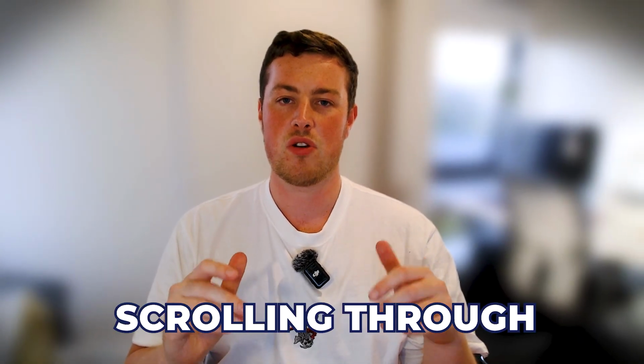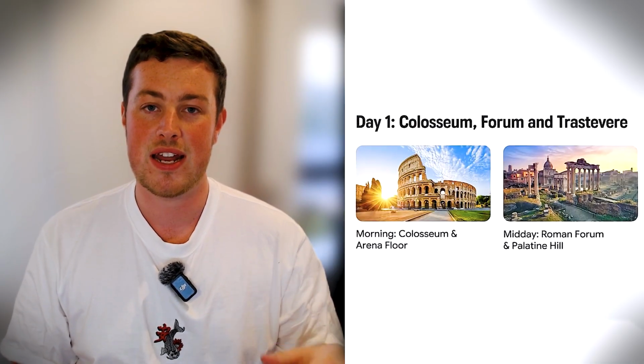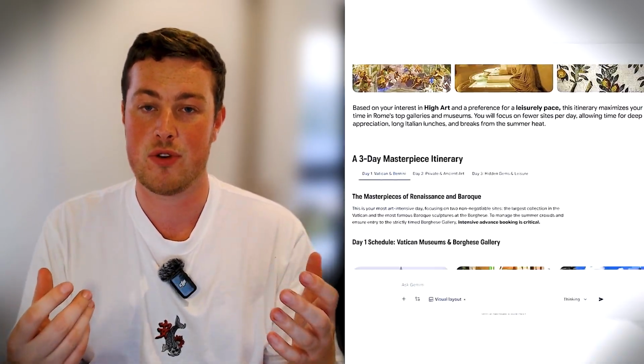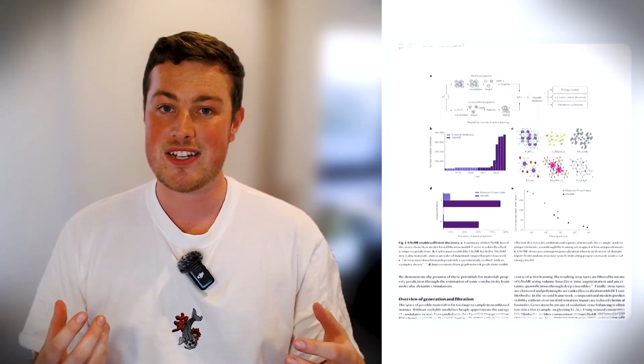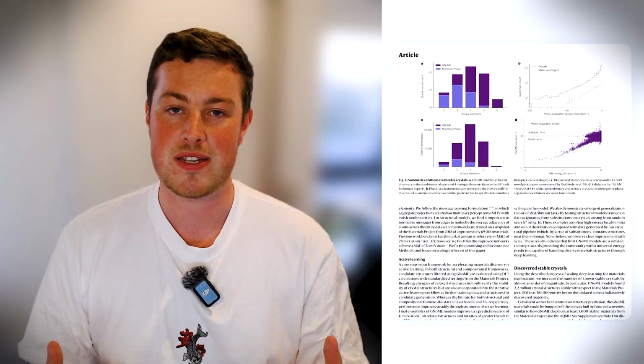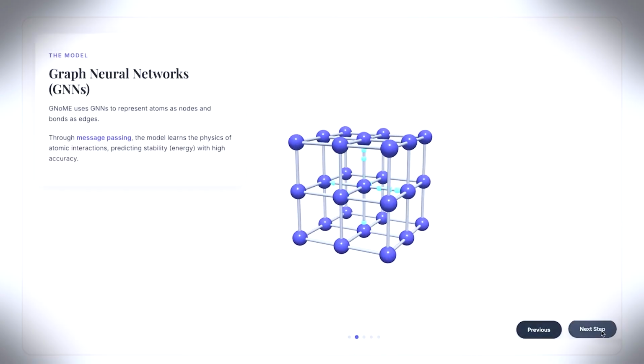What if instead of scrolling through long text responses from AI, you could actually interact with it? Click, scroll, navigate, in a custom UI designed specifically for you to help you learn a topic. That's exactly what Gemini's new visual layout feature does. It turns plain text chat into an interactive workspace, not just telling you about a concept, but actually building you an interactive dashboard for you to learn and understand it faster.